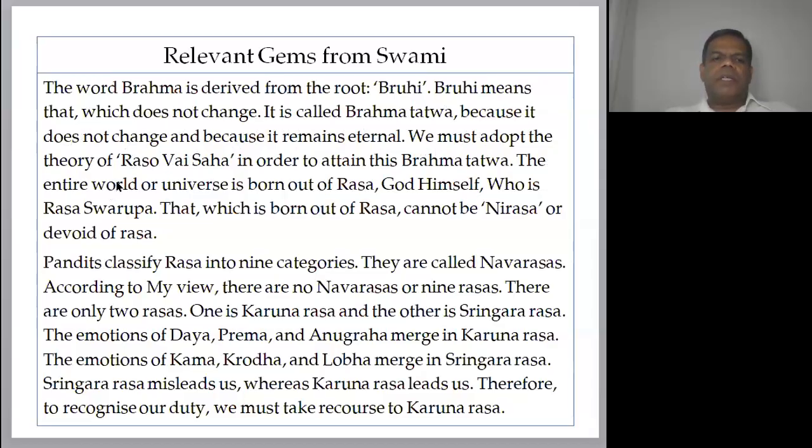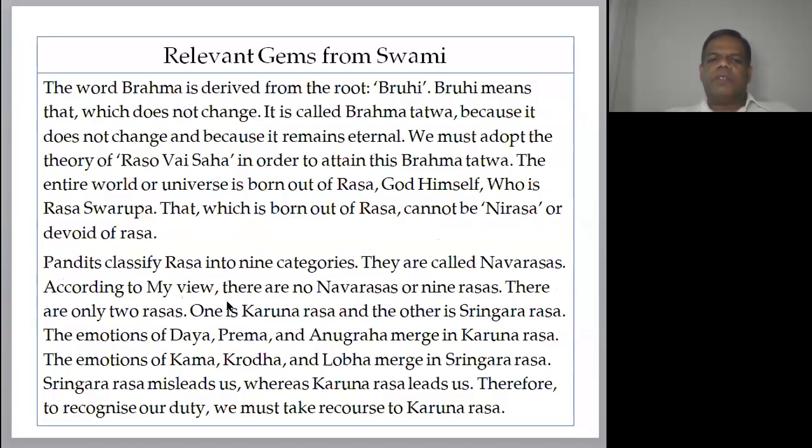We must adopt the theory of Raso Vai Sah. In order to attain this Brahma Tattva, the entire world or universe is born out of Rasa, God Himself, who is Rasa Swarupa. That which is born out of Rasa cannot be nirrasa, or devoid of rasa. Pandits classify rasa into 9 categories. They are called Nava rasas.